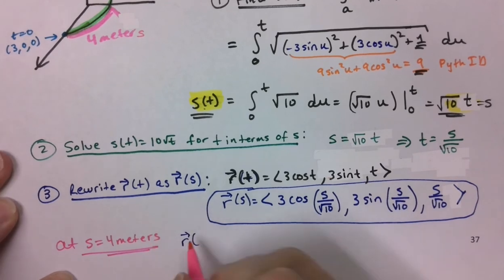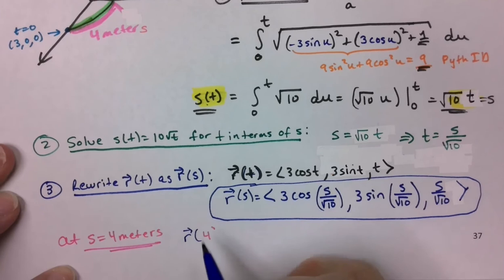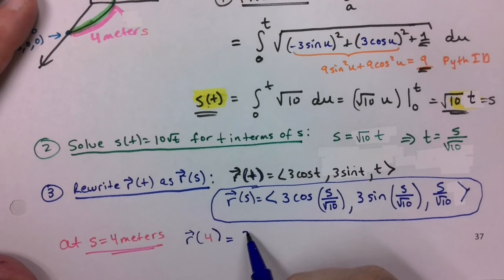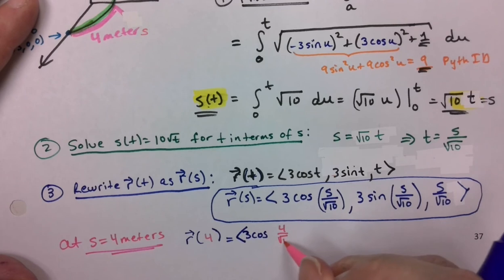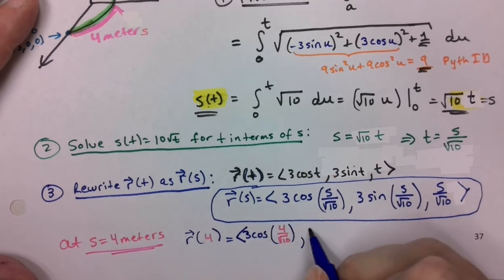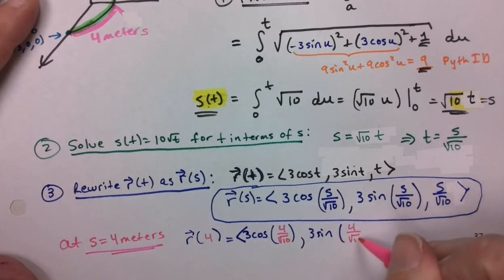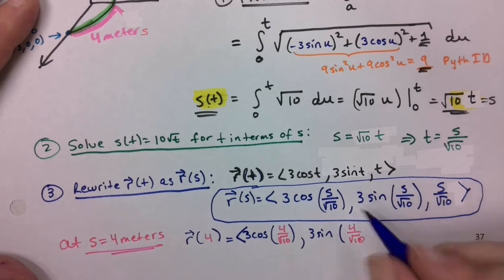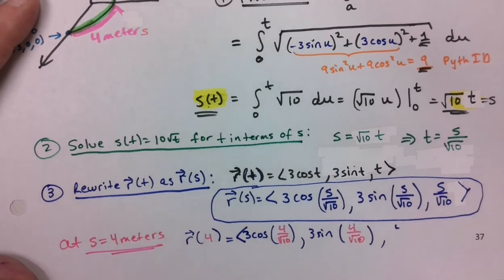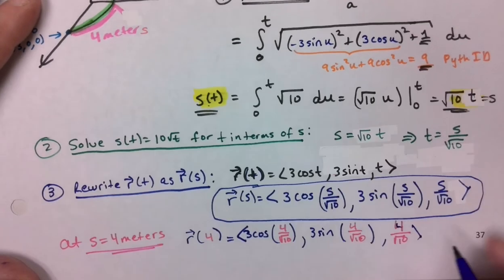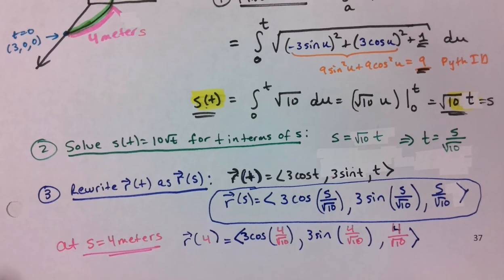So you find r of 4, which would be 3 cosine of 4 over the square root of 10, 3 sine of 4 over the square root of 10, and then 4 over the square root of 10. And that would be your new position. And of course, we can come up with decimals. I think I might have already done it with Maple.